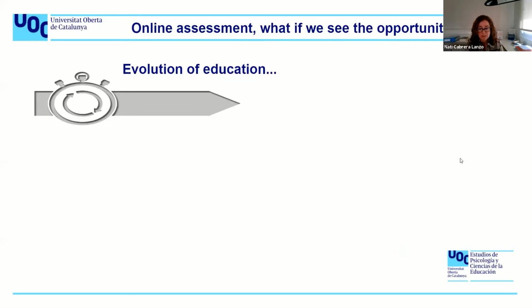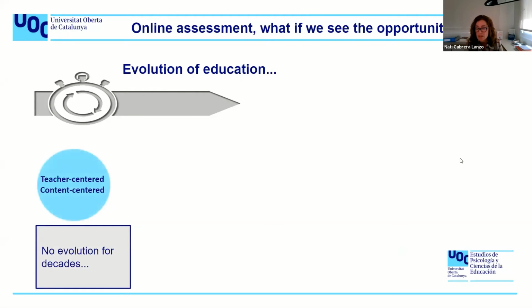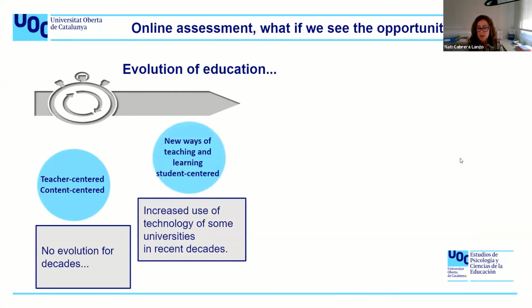Just a little bit of context, in fact, about the evolution of education. There has been no evolution for years, for centuries, of education in general and higher education in particular. And then the evolution that education has undergone in the last 2 decades, especially blended learning and online education, is considerable, with new ways of teaching and learning, and with another approach that is called the student-centered pedagogical approach.